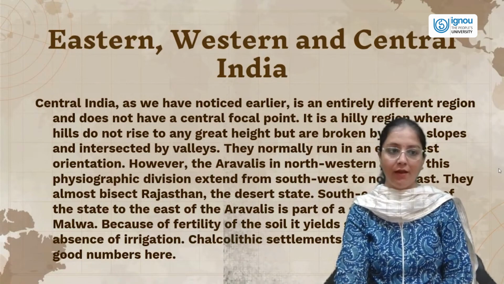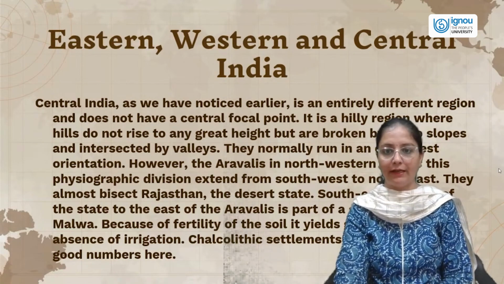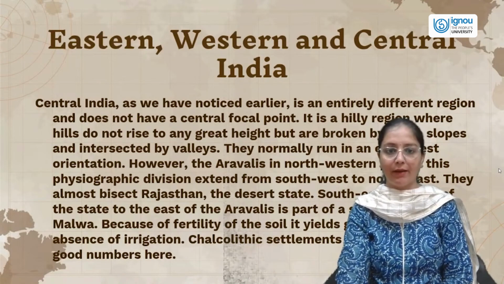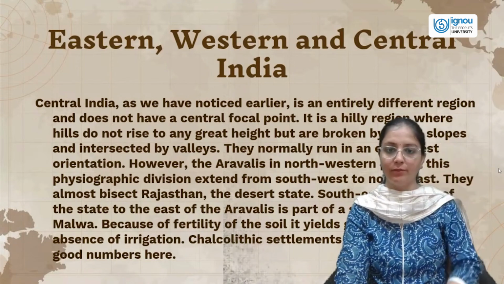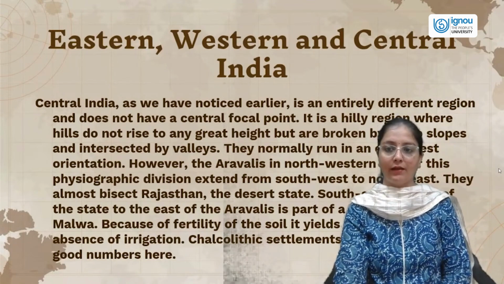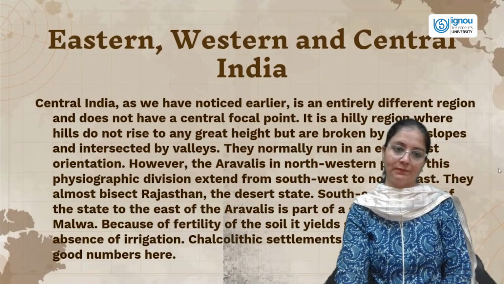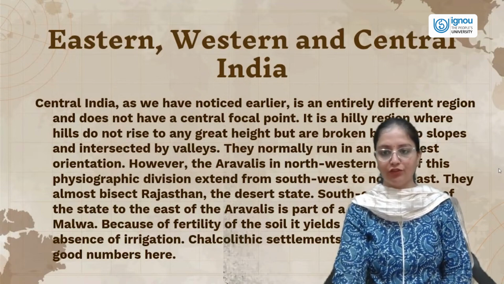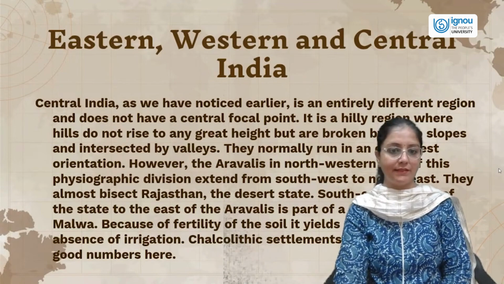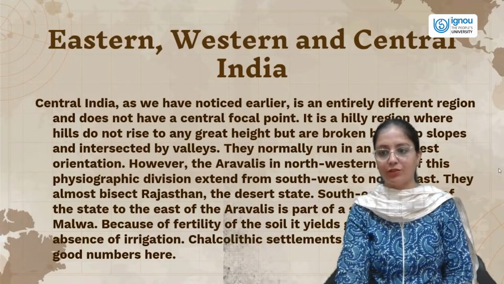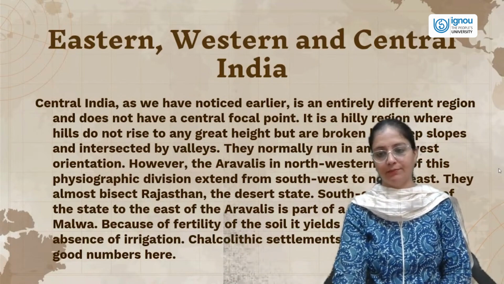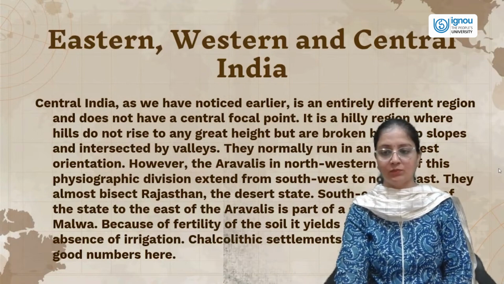It is a hilly region where hills do not rise to any great height, but are broken by steep slopes and intersected by valleys because they all are connected from the north. They normally run in an east-west orientation. However, the Aravalis, listen about Aravali hills, in the northwestern part of this physiographic division extend from southwest to northeast. They almost bisect Rajasthan. Rajasthan is a desert state.